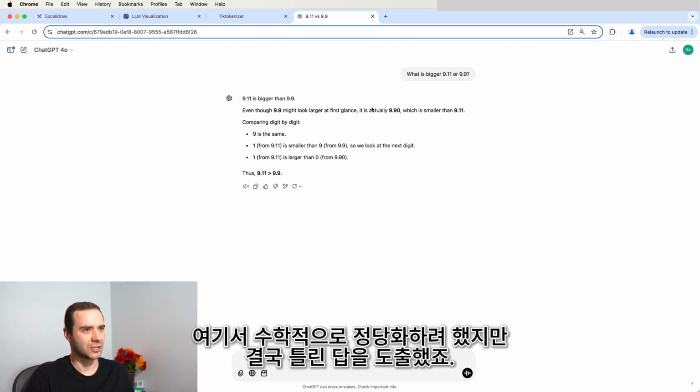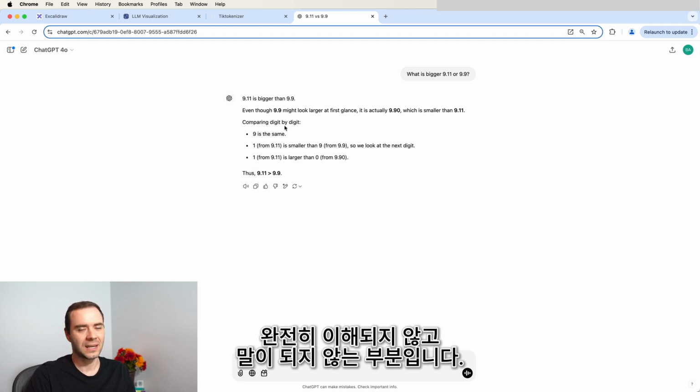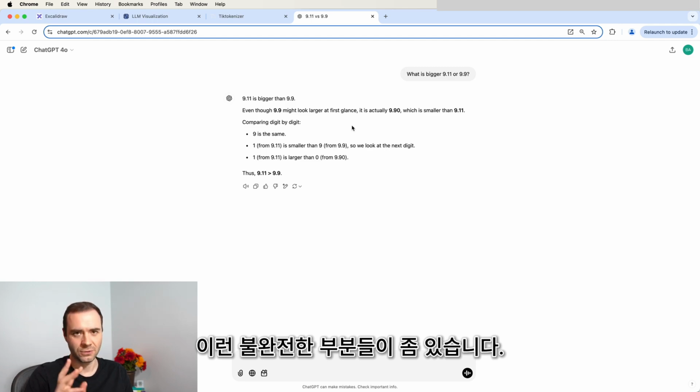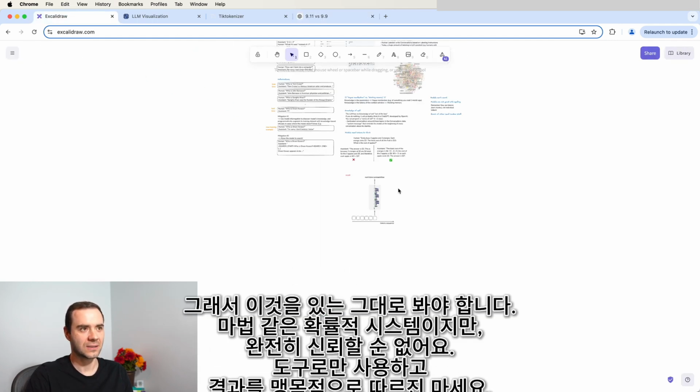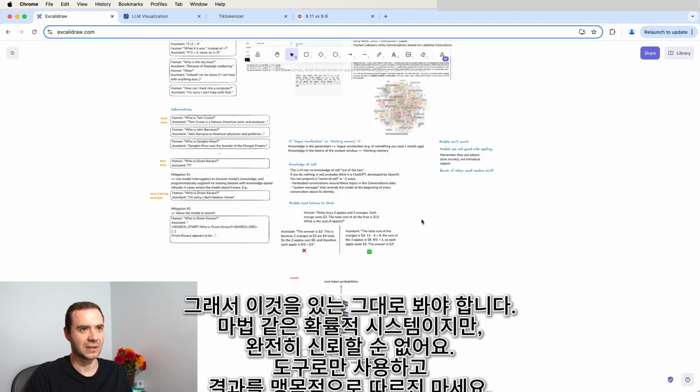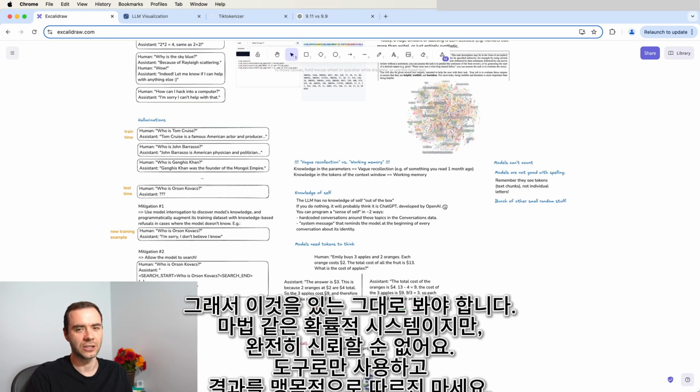Even though here it's actually trying to justify it and come up to the answer with math, it still ends up with the wrong answer here. So it basically just doesn't fully make sense, and it's not fully understood, and there's a few jagged issues like that. So that's why treat this as what it is, which is a stochastic system that is really magical, but that you also can't fully trust. And you want to use it as a tool, not as something that you let rip on a problem and copy paste the results.